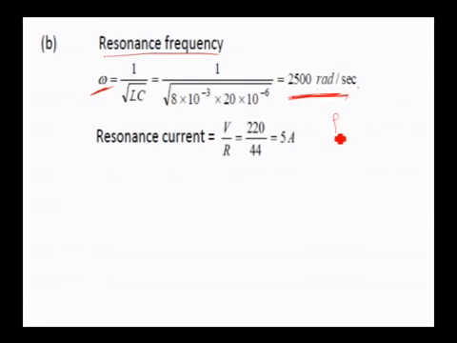Or if it is expressed only in frequency, then in terms of f it should be 1 over 2 pi into root of LC, that will be in terms of per second, but it is actually angular frequency at resonance.